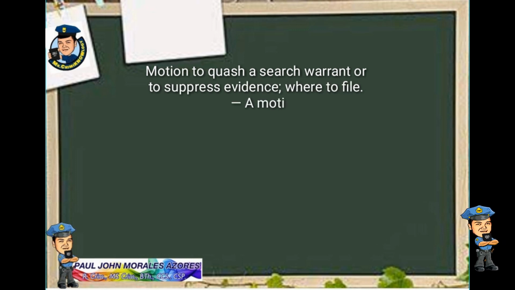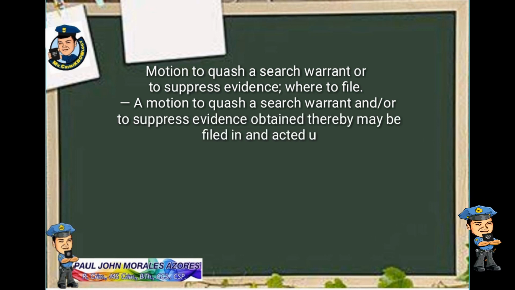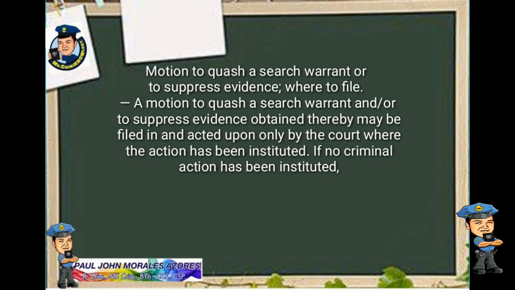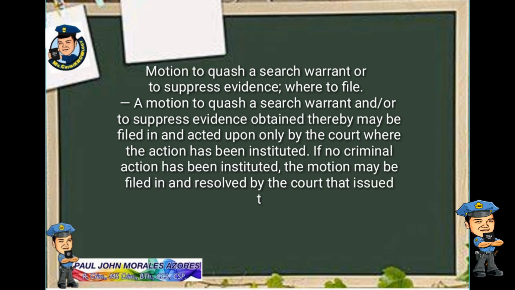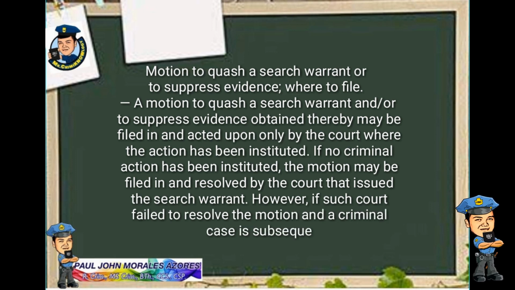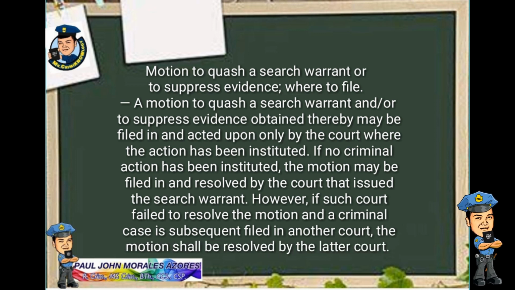Where to file? A motion to quash a search warrant or to suppress evidence obtained thereby may be filed in and acted upon only by the court where the action has been instituted. If no criminal action has been instituted, the motion may be filed in and resolved by the court that issued the search warrant. However, if such court failed to resolve the motion and a criminal case is subsequently filed in another court, the motion shall be resolved by the latter court.